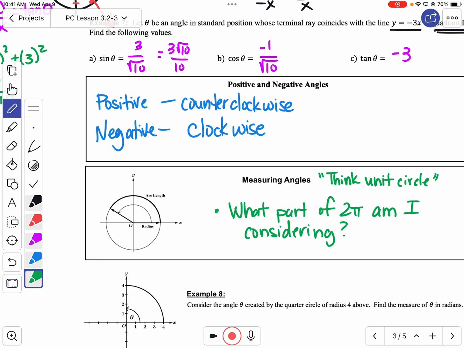I'm not going to look at the whole circle. Why would we say 2 pi? Yeah, it's my circumference. It's my total distance around. So we're going to think about a portion of that circumference.